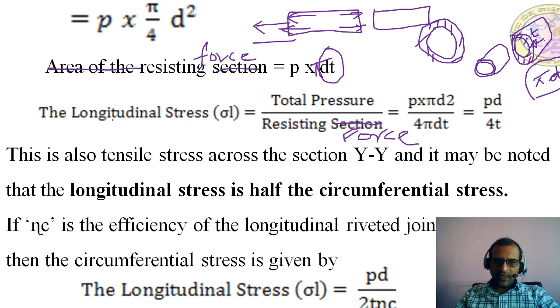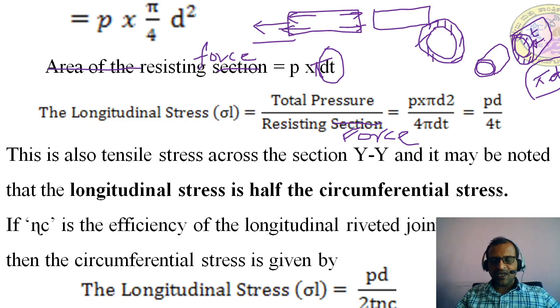So when you take, the longitudinal stress is total pressure by resisting force, that is p into pi d square by 4 into pi dt. So that is pd by 4t. This is also tensile stress across the YY, and it may be noted that longitudinal stress is half of the circumferential stress.